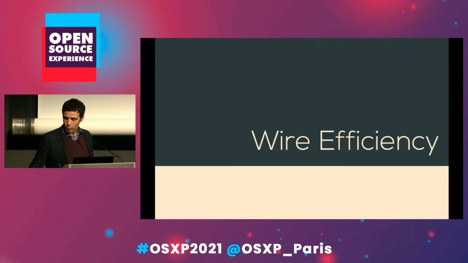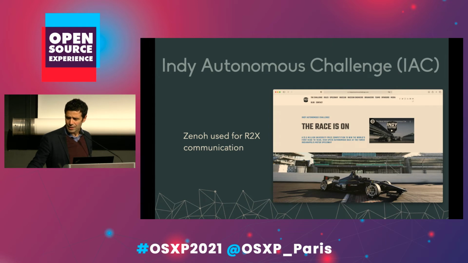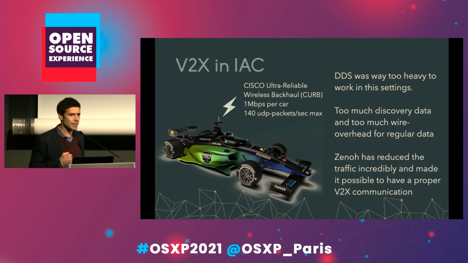If we talk about wire efficiency, well, actually, I'll skip that slide. Let me, as I teased you with the India Autonomous Challenge, explain how it was used in the India Autonomous Challenge, and then we'll get to the abstraction. In the India Autonomous Challenge, and this is a common case for Zenoh, Zenoh was used for everything that is V2X. So it was used for teleoperation of the car. I have a video in which you see a guy with an Xbox controller driving the car. Those interested, I can show you after my talk.